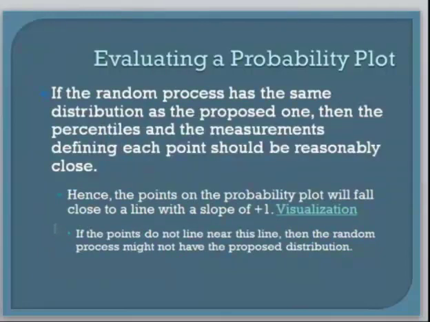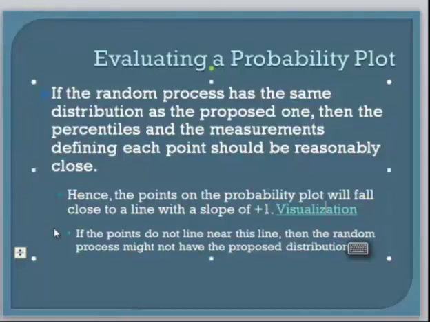So in evaluating a probability plot, if the random process has the same distribution as the proposed one, then the percentiles and the measurements defining each point should be reasonably close. In other words, the probability plot will fall close to a slope of +1. And we've already visualized that a bit. But if the points don't line up near this line, then the random process might not have the proposed distribution.